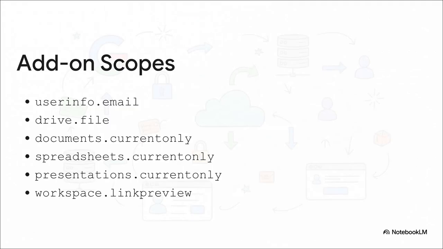The add-on requests 6 scopes. Userinfo.email is just used to identify the user who is logged in. The documents.currentonly, spreadsheets.currentonly, and presentations.currentonly scopes are used to get the metadata of the file that's currently open. The drive.file scope is used to export the current file as a PDF so it can be sent for signing. Now, let's demonstrate that final scope.